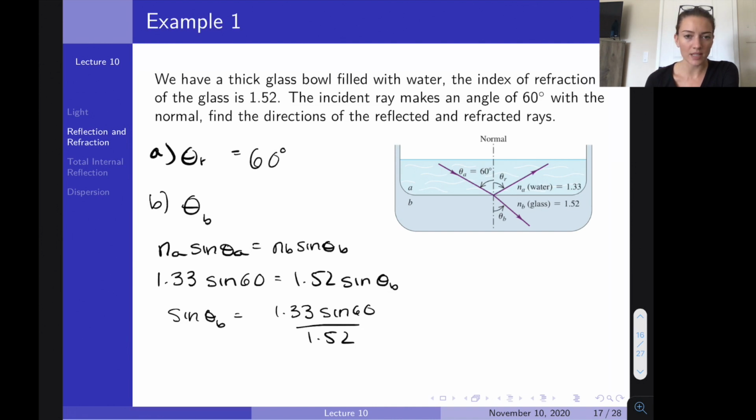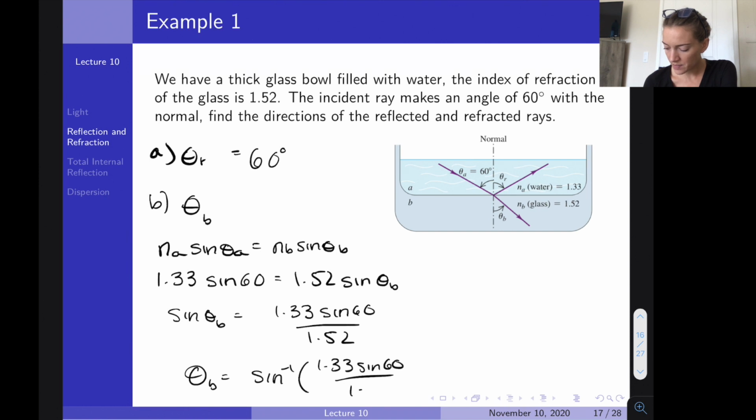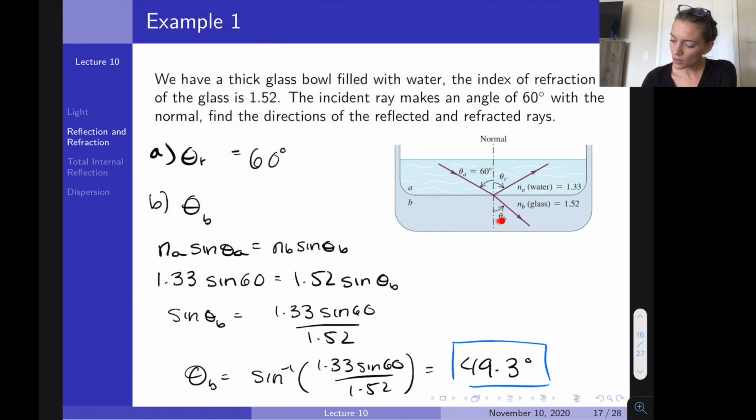And now we're going to have to take the inverse sine of both sides. So we'll get theta B is equal to sine inverse of 1.33 sine 60 over 1.52. And this gives us 49.3 degrees. So we have 49.3 degrees here. So that means this angle here from the normal is 49.3.